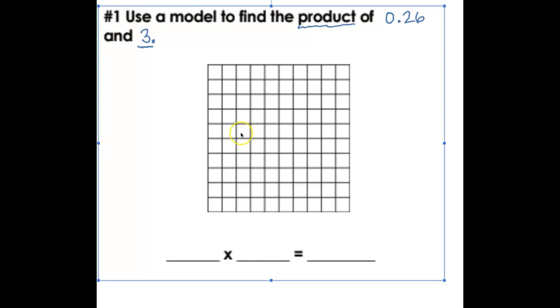So we're going to use this model right here to sketch that out and see what the answer is to that. And since this is a practice problem and it is number 1, I want you to go ahead and do this on your paper in the box for number 1.